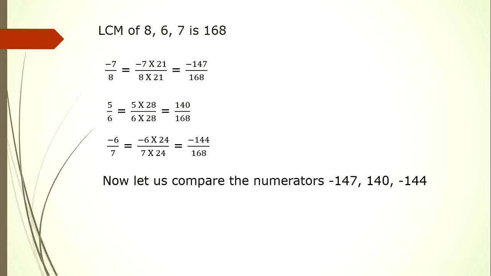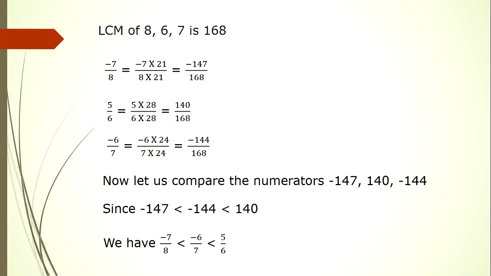Now let us compare. Since we made the denominators equal, nothing but 168, we need to compare the numerators. The numerators are minus 147, 140, minus 144. Now we know that minus 147 is less than minus 144 less than 140. So we have minus 7 by 8 less than minus 6 by 7 less than 5 by 6. We have arranged the given rational numbers in the ascending order.